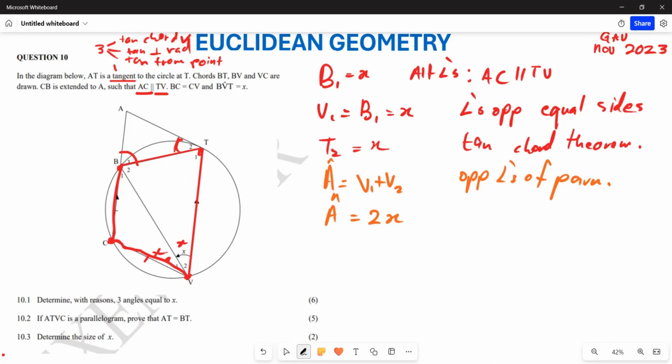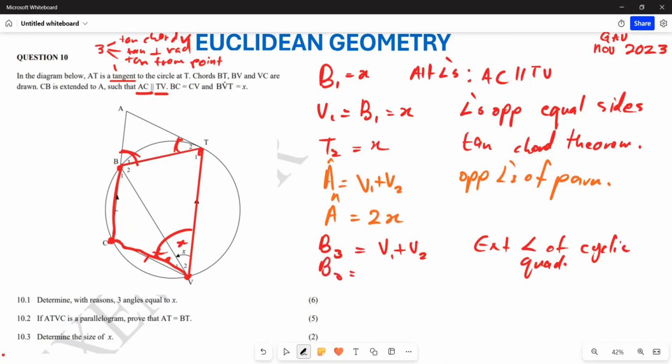So I can apply the laws of cyclic quadrilateral and state that my angle B3 here is going to be equal to my angle V1 again plus my angle V2, right? Remember, the exterior angle of your cyclic quad is equal to the interior opposite angle. So the reason is going to be: this is the exterior angle of your cyclic quad. Altogether, your angle B3 is going to be equal to your 2x.